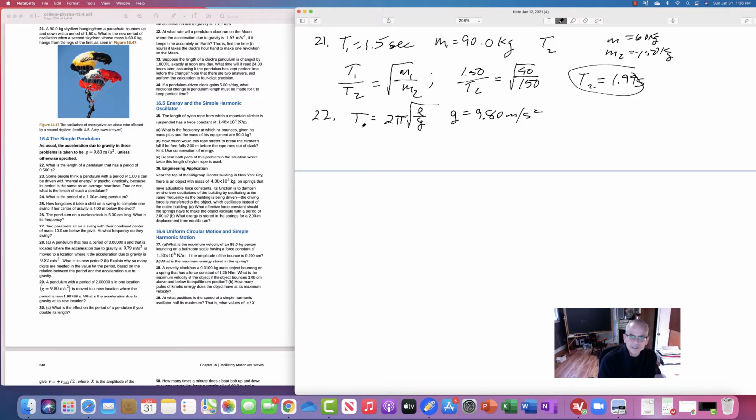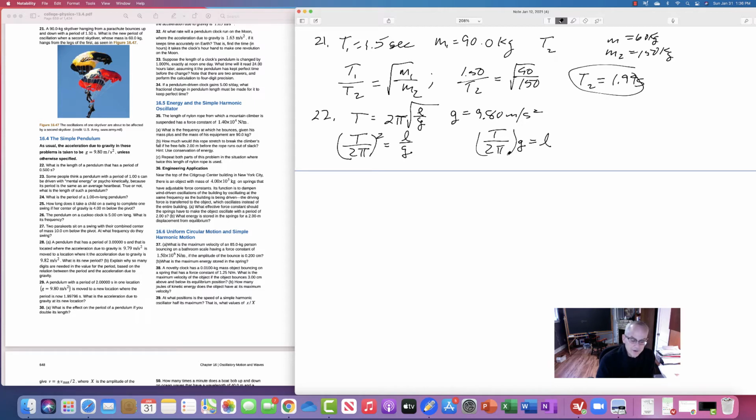So we basically solve this equation for length. So we end up with T over 2 pi. We take that squared, and that ends up giving us L over g. And then we multiply that by g, so we get T over 2 pi squared times g is equal to L.